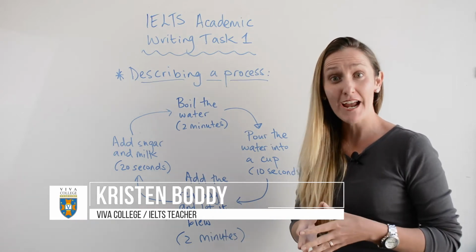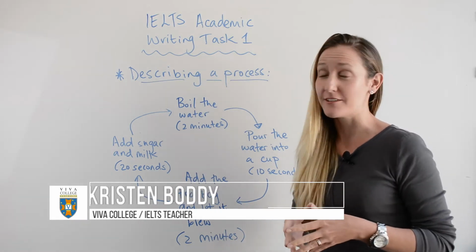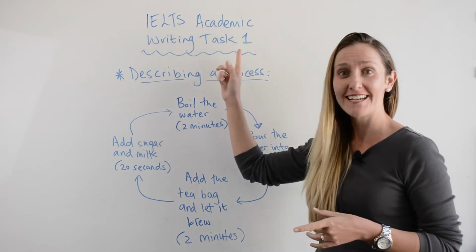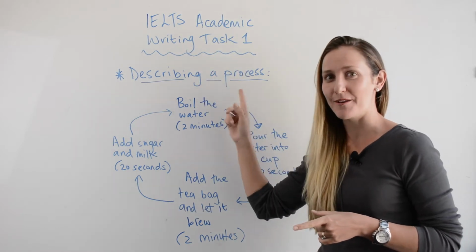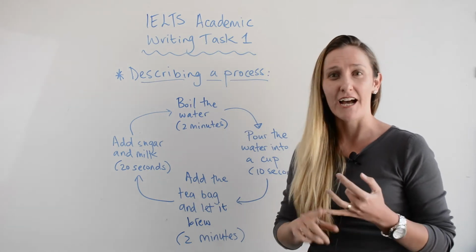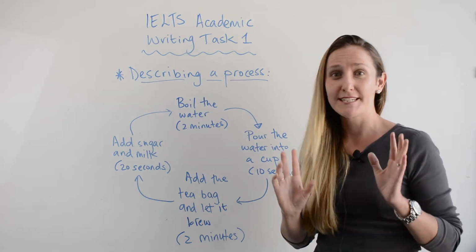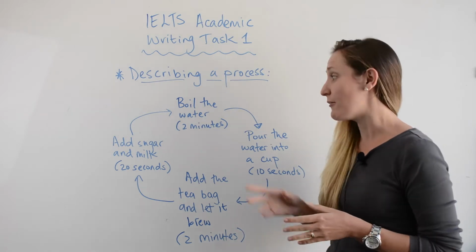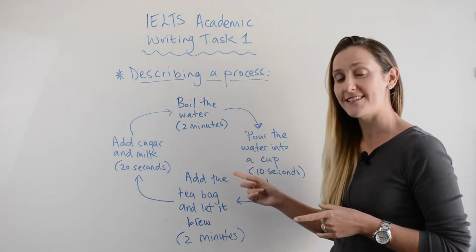Today we're continuing our series in Spotlight on IELTS, talking about the IELTS Academic Writing Task 1. So far we've looked at different types of data like a line graph and a map. But today I want to talk to you about writing about a process.